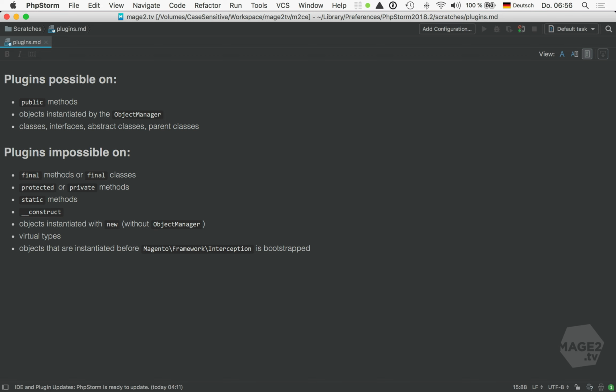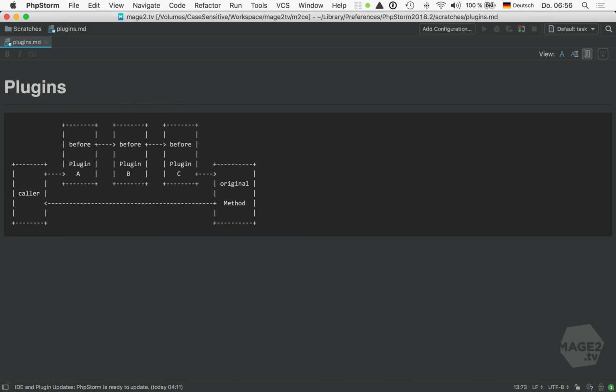One very nice aspect of plugins is that any number of modules can plug into the same method without causing a conflict. Each plugin will be called one after the other. This is why plugins are preferable over any kind of class rewrite. However, depending on what a plugin does, the call order might be important. We will talk about plugin execution order in detail in another video.